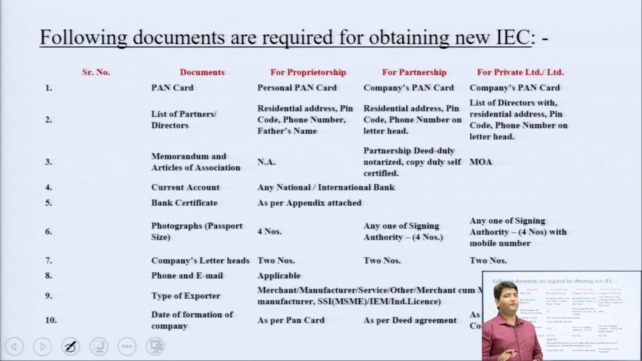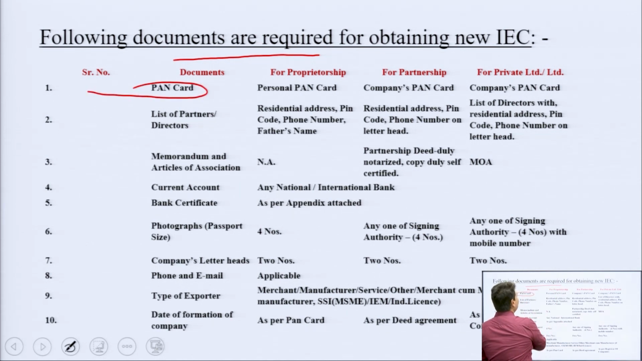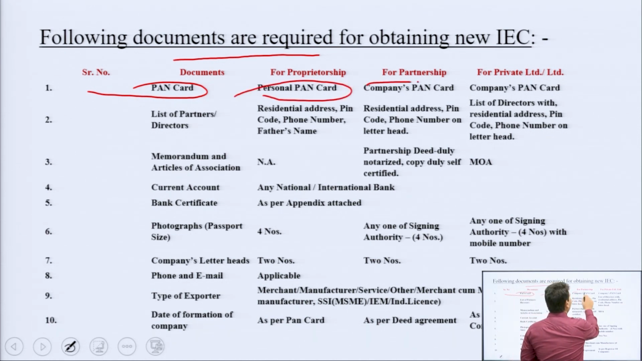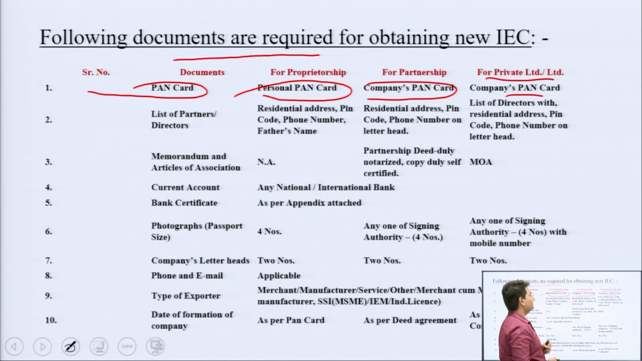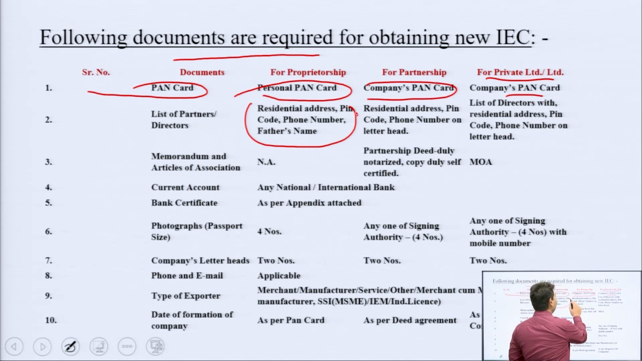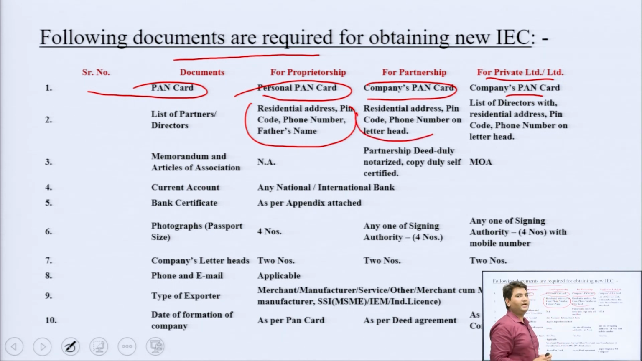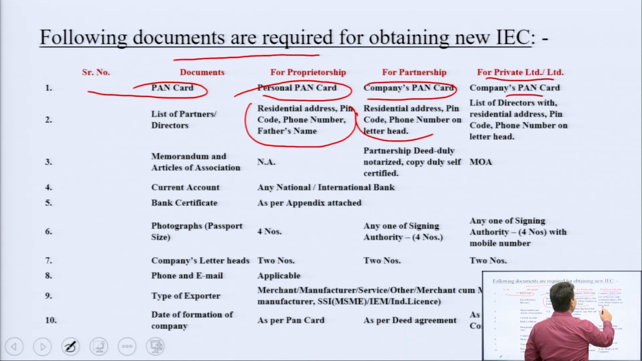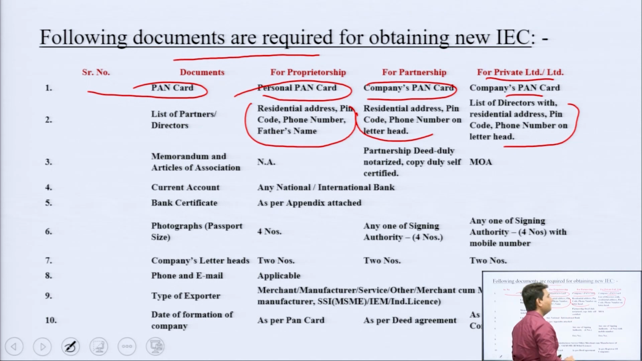फॉलोइंग डॉक्यूमेंट्स आर रिक्वायर्ड फॉर ऑब्टेनिंग न्यू IEC. इंपोर्ट एक्सपोर्ट कोड के लिए क्या क्या डॉक्यूमेंट्स रिक्वायर्ड होते हैं? वो है पहला पैन कार्ड. पैन कार्ड प्रोप्राइटरशिप के लिए पर्सनल पैन कार्ड होना चाहिए. फॉर पार्टनरशिप कंपनीज पैन कार्ड. फॉर प्राइवेट लिमिटेड कंपनीज पैन कार्ड. लिस्ट ऑफ पार्टनर्स डायरेक्टर्स होनी चाहिए. प्रोप्राइटरशिप में रेसिडेंशियल एड्रेस, पिन कोड, फोन नंबर, फादर्स नेम मेंशन्ड होना चाहिए. पार्टनरशिप के लिए रेसिडेंशियल एड्रेस, पिन कोड, फोन नंबर लेटरहेड पर होना चाहिए. प्राइवेट लिमिटेड के लिए लिस्ट ऑफ डायरेक्टर्स विद रेसिडेंशियल एड्रेस, पिन कोड, फोन नंबर लेटरहेड पर होना जरूरी है.